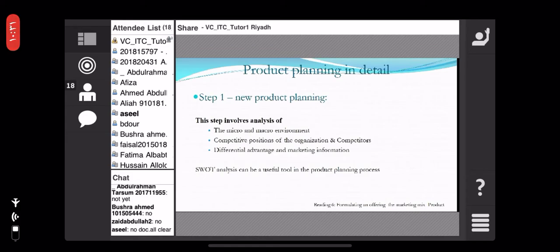This step involves the analysis of the micro and macro environment, competitive positions of the organization and competitors, differential advantages and marketing information. SWOT analysis can be a useful tool in the product planning process. SWOT is basically a combination of 4 words: strengths, weaknesses, opportunities, and threats.